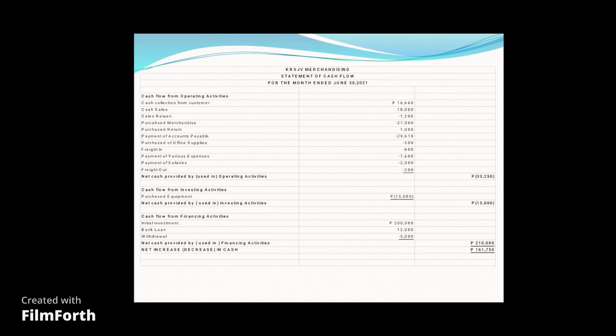So, in bookkeeping, you are required to make a statement of cash flow and determine all the activities, whether it is operating activities, investing activities, or financing activities. You can just easily do this when you use the ledger for cash as your guide to make a cash flow.